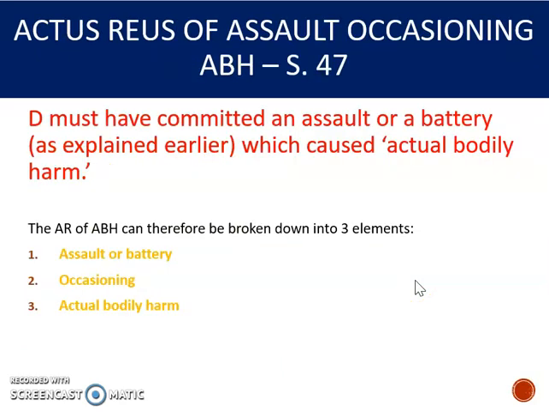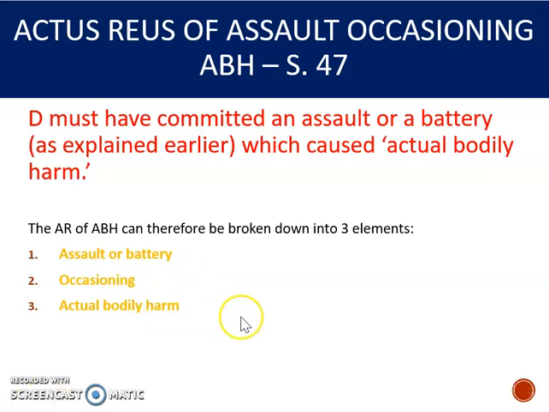As always, when we're looking at any crime, we start by breaking down what is the actus reus, and then once we've dealt with that, we look at the mens rea. So as I've just said, when we look at that definition, it says that the defendant must have committed an assault or battery, which we know from our previous video, which caused actual bodily harm. So when we look at this actus reus of ABH, there are actually 3 elements to it. Firstly, we need to show that there was an assault or battery. Secondly, we need to show that that occasioned, that just means caused, actual bodily harm.